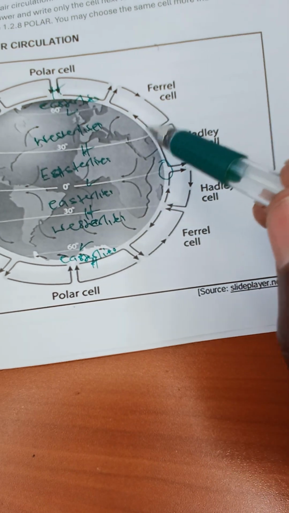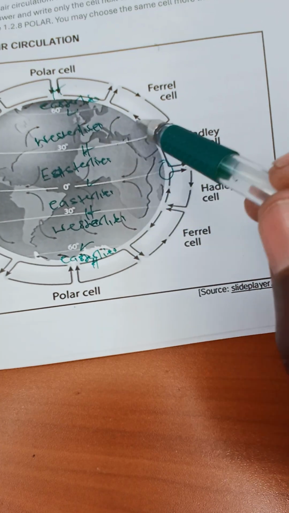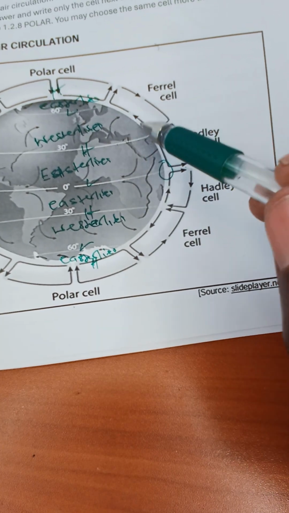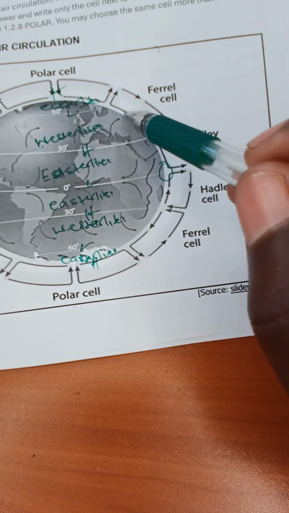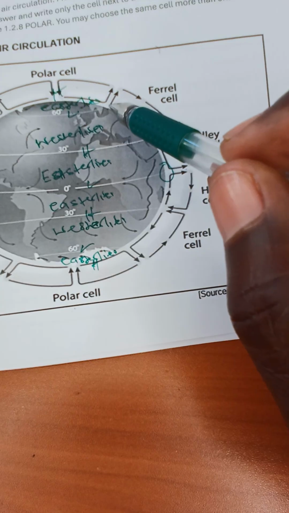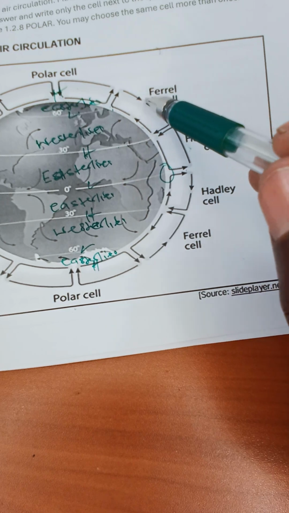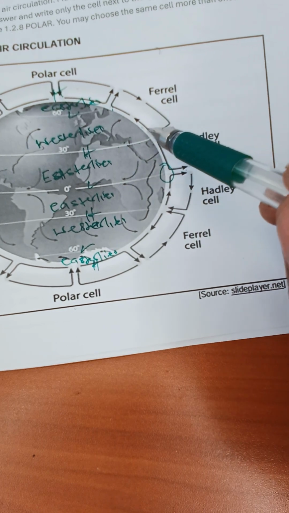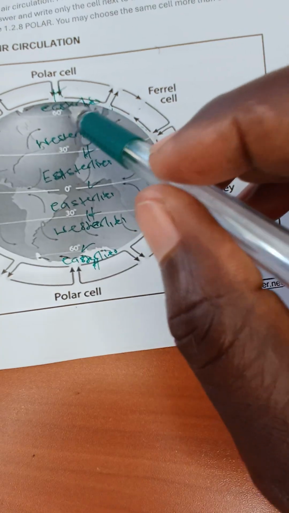Same applies with the Ferrell cell. What happens now? It's moving from the subtropical high. It moves towards what? It moves towards the subpolar because this is high pressure and this is low pressure. So when it moves towards the subpolar, what happens? At the subpolar, of course, since it's low, it's forced to rise. As it rises, in the upper atmosphere, it diverges, then it sinks. It comes back again, forming what? The Ferrell cell.